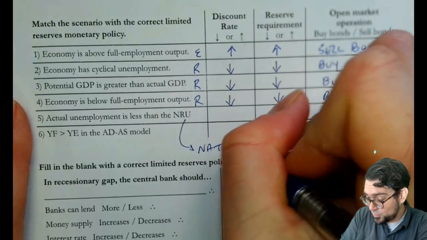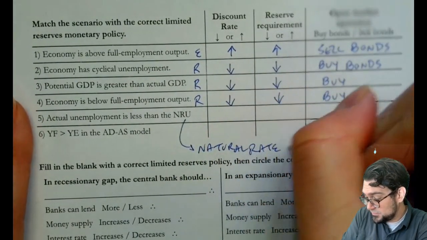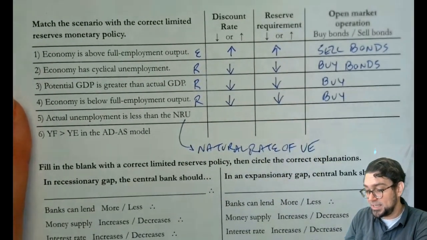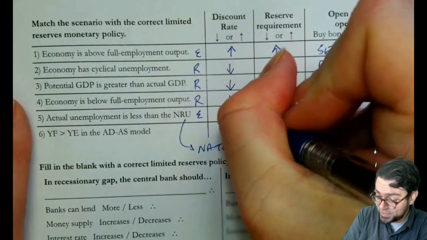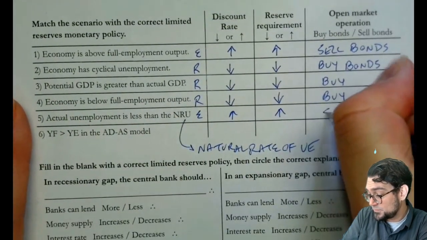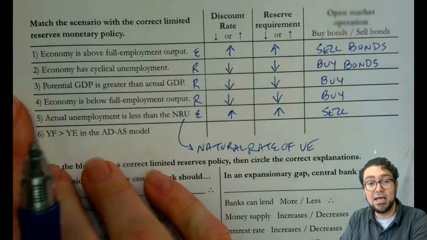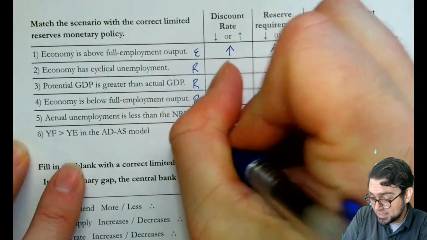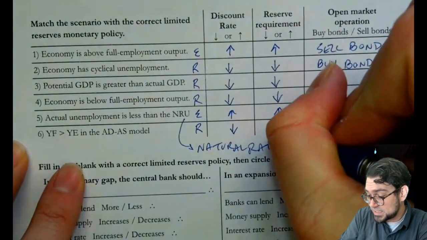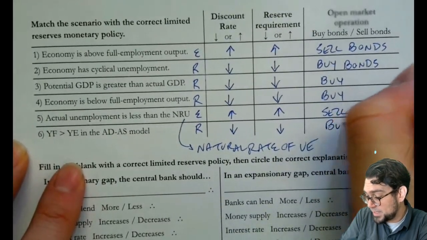When actual unemployment is less than the natural rate of unemployment, that means we're actually in an expansion. So I would raise the discount rate, raise the required reserves, and sell bonds. And then last, if my full is bigger than my equilibrium, that means that I'm in a recession. So I'm going to lower the discount rate, lower the reserve ratio, and buy bonds.